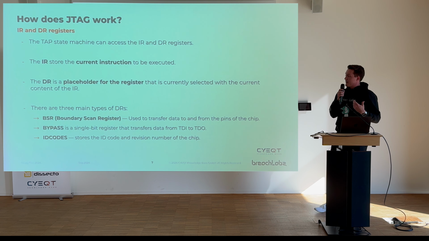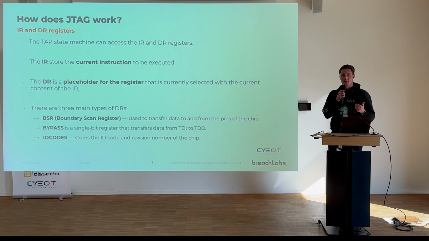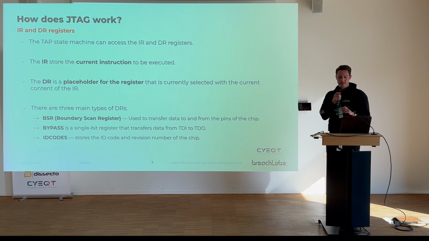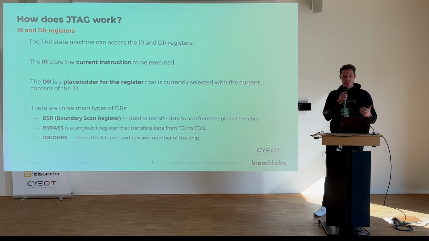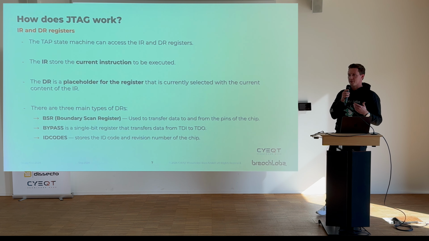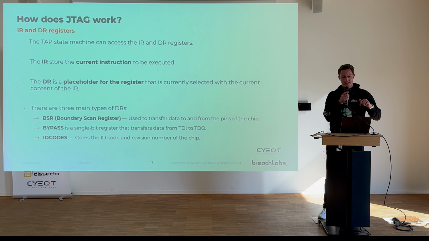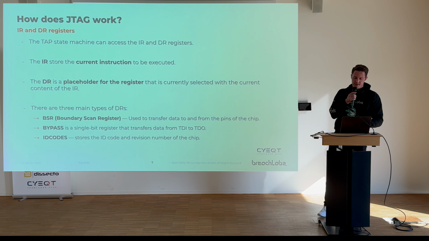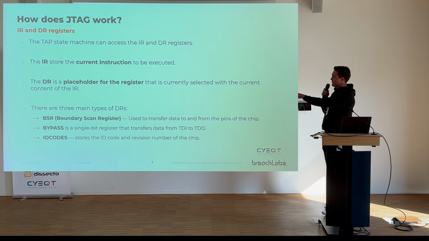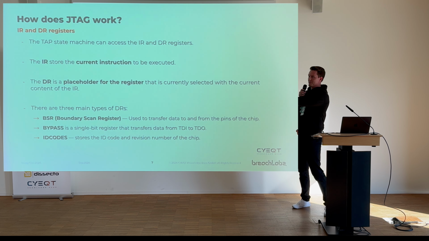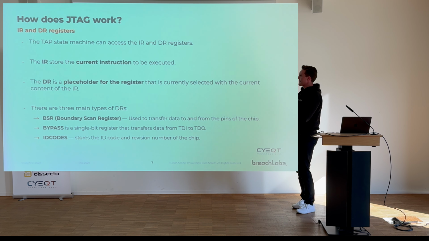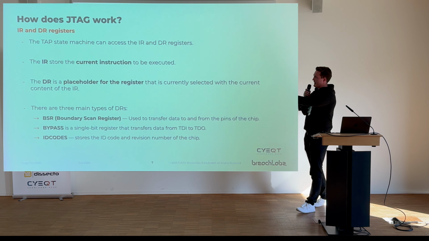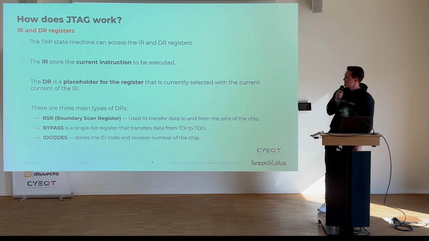As I already mentioned, we have two different registers: the instruction register and the data register. The instruction register, as the name suggests, stores the current instruction you want to execute, while the data register is a placeholder for the registers that you want to have on the chip. Then we have three main types of data registers. There are more, but we won't go into too much detail: the boundary scan register, the bypass register, and the ID code register.